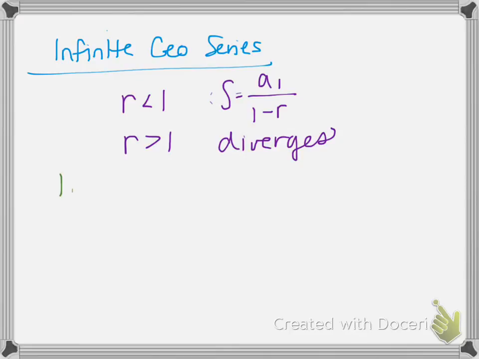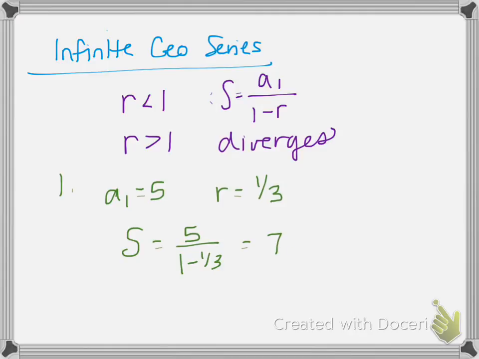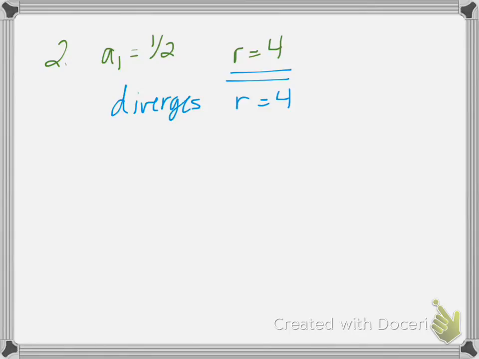So here are examples for infinite geometric. A1 is 5, R is a third. Find the sum of that infinite geometric series. It would be 5 over 1 minus a third. Just be sure in the calculator that you put 1 minus a third in parentheses. You get 7.5. If I have A1 as a half, R is 4. On this one you don't do anything except to say it diverges since R is 4. That number's too big, so that series would diverge.